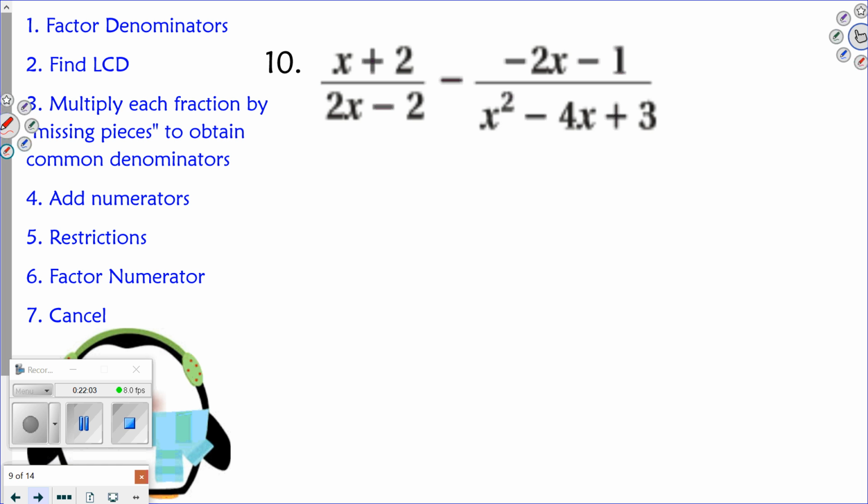Now, number 10, we have a problem on number 10. Does anybody know what's causing a huge problem in this one? Forget the second fraction, that's fine. It's a minus. Why is that a problem? What happens when there's a minus in front of a whole chunk of things? All your signs change. Yeah, all your signs change.